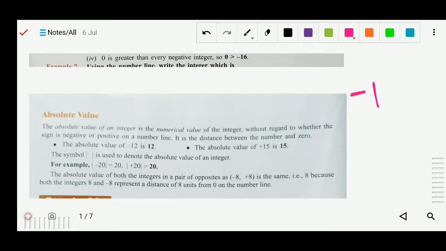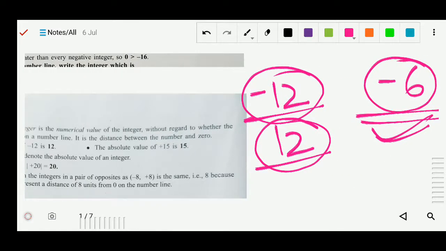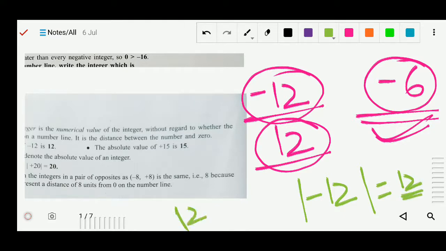Suppose I write -12, or I write 12. In this we have to find the absolute value. What we will do is write it in the mod sign. This is called mod. Whenever we write the mod, its value will be 12, not minus 12. And for 12 in the mod, its value will also be 12.